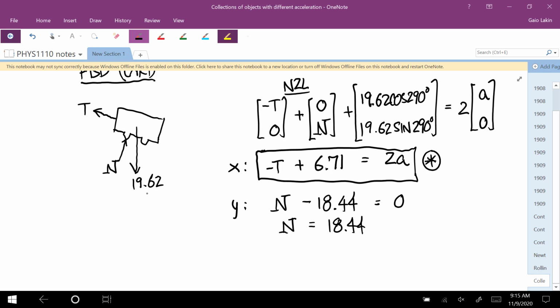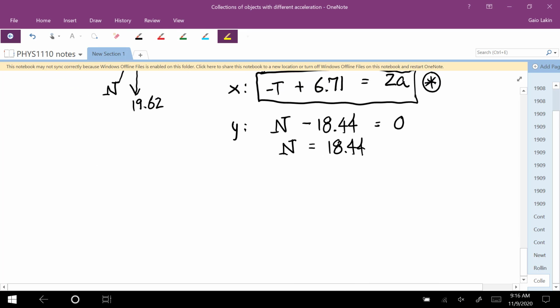That would come up for sure in a friction problem. If instead of being a cart on wheels, this was a block with some known friction coefficient, you'd have to calculate that N. You couldn't just assume that it was going to be equal to the weight.